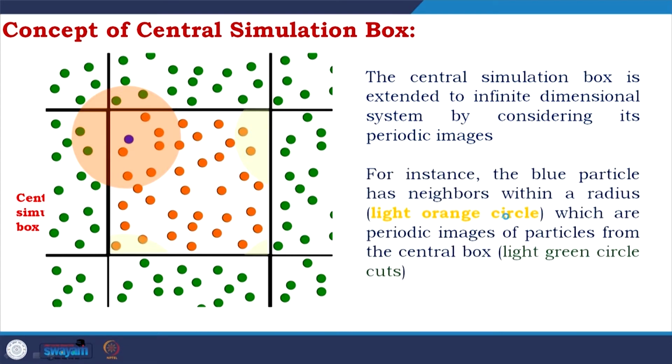Here, if you look at the blue particle, it has neighbors within a radius, represented by the light orange circle, which are periodic images of particles from these boxes, which are cut by the light green circle. In that way we set up and run the simulation without having a problem.